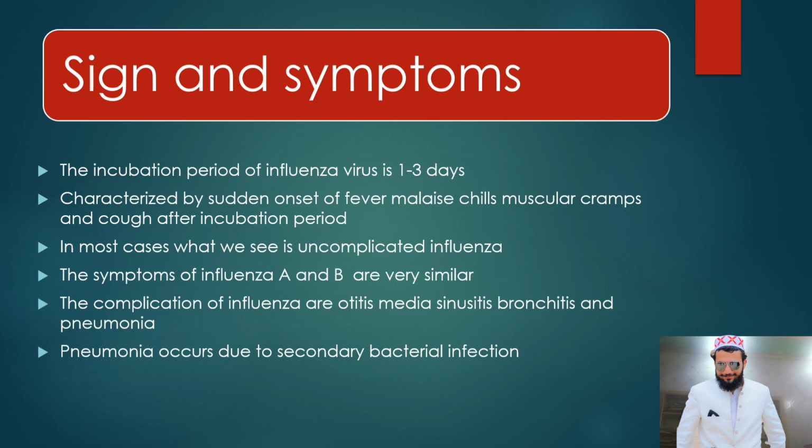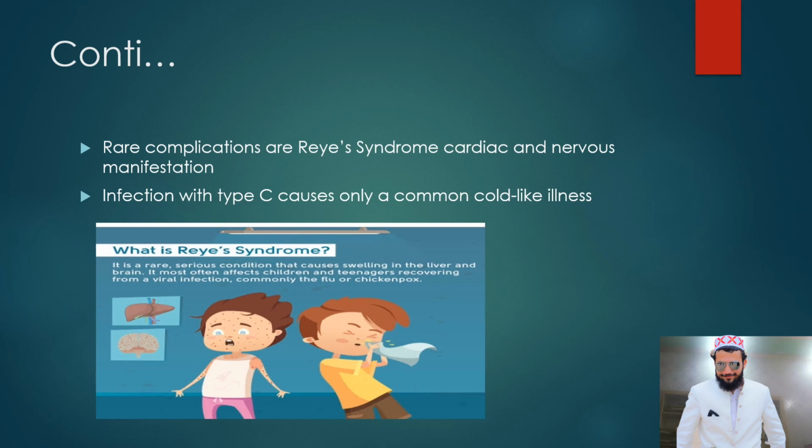Signs and symptoms. The incubation period of influenza virus is 1 to 3 days, characterized by sudden onset of fever, malaise, chills, muscular cramps, and cough after the incubation period. In most cases, what we see is uncomplicated influenza. The symptoms of influenza A and B are very similar. The complications of influenza are otitis media, sinusitis, bronchitis, and pneumonia. Pneumonia occurs due to secondary bacterial infection. Rare complications are Reye's syndrome, cardiac and nervous manifestations. Infection with type C causes only a common cold-like illness.